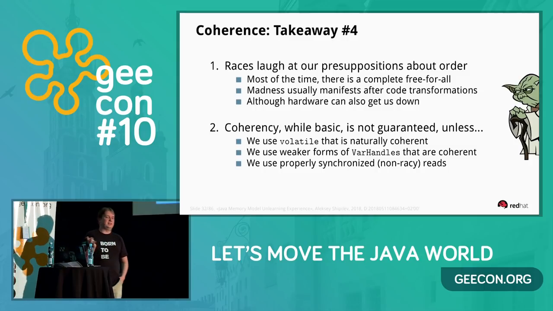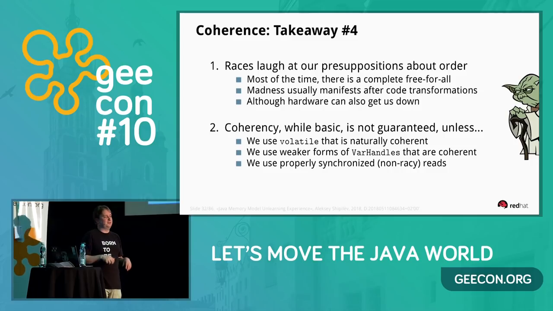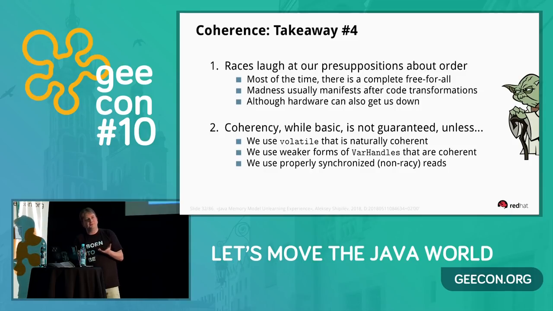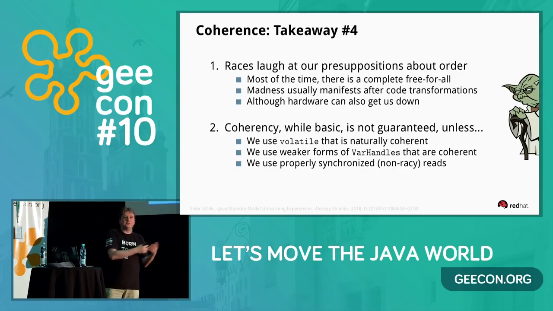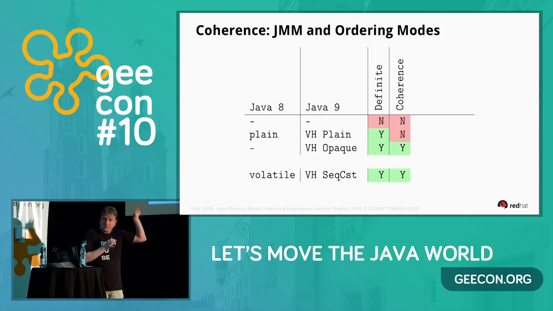Well, hardware kind of does the right thing, although it's arguable if it is the right thing. Optimizers exploit this all the time. And coherency, while it feels like a basic property, is not guaranteed for plain reads. If you do something stronger like volatiles or synchronized or exotic modes of VarHandles, you can have that. So we will be building our table next.